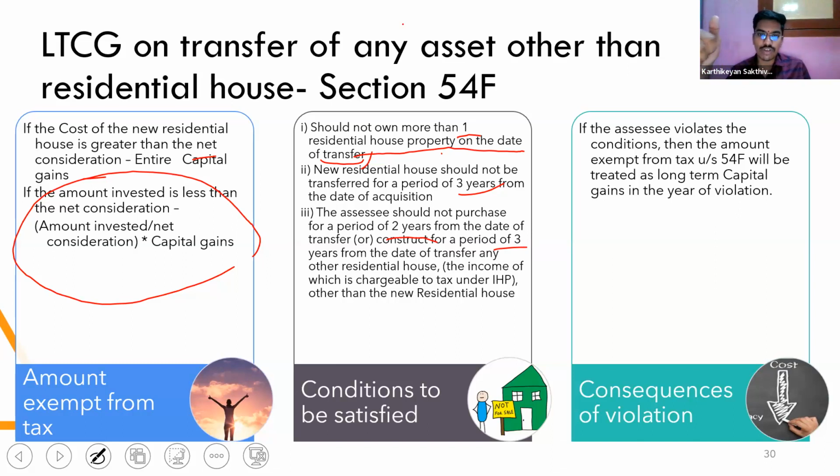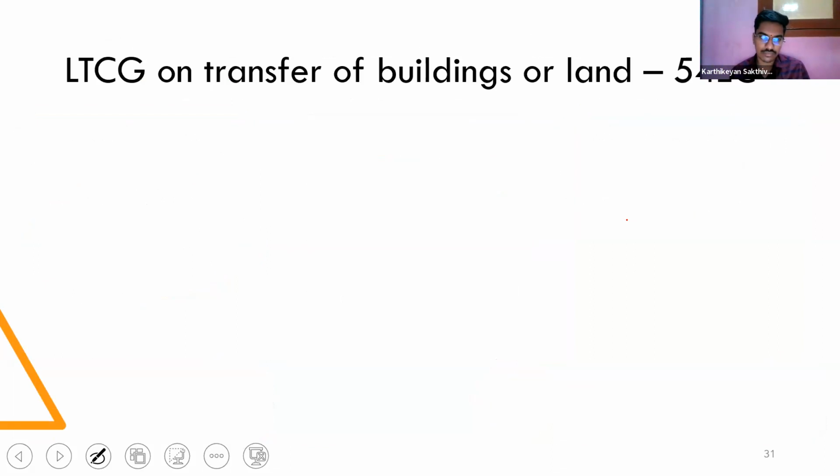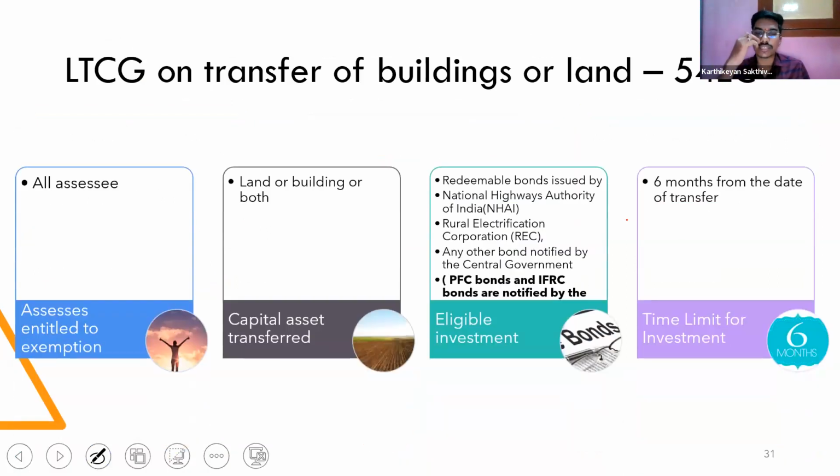So if you violate any of these conditions, whatever amount has been exempted under section 54F in the year in which you made the transfer will be taxable in the year in which the assessee violates. So that is in relation to section 54F.